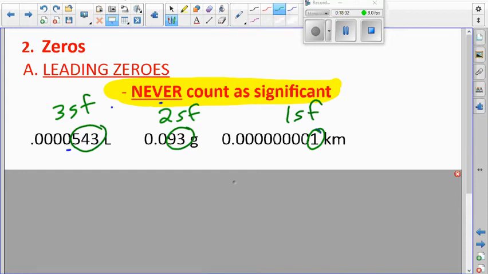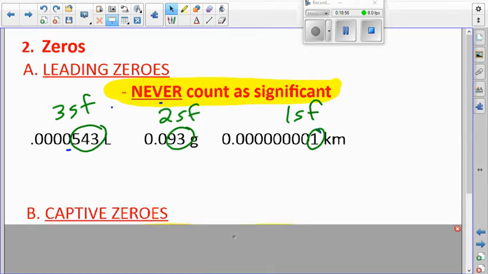Now, if someone were to come in here and plop a 1 right there, that would change everything. Okay? That would change everything. Those are no longer leading zeros. And we'll talk about what that means. But as long as there's no non-zero in front of them, they're leading zeros and they don't count as significant.